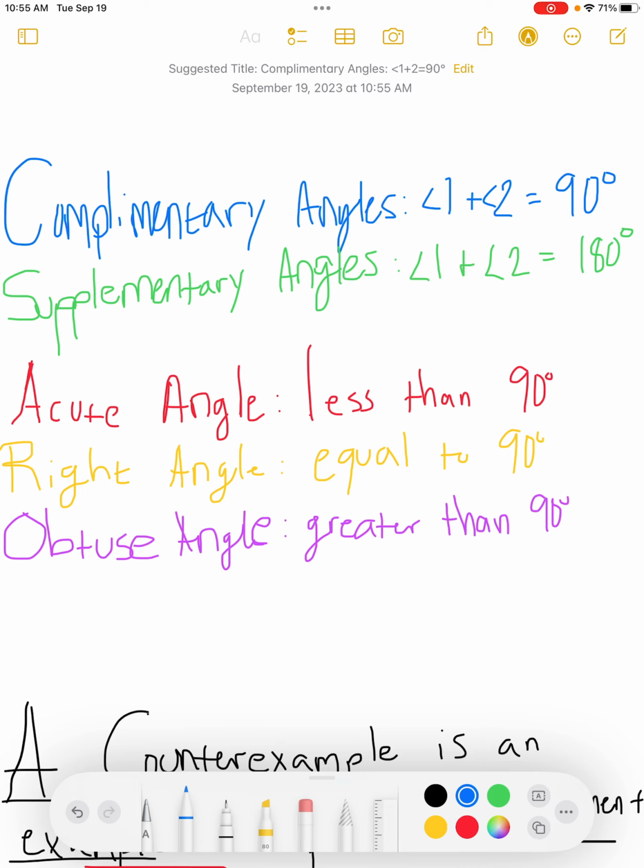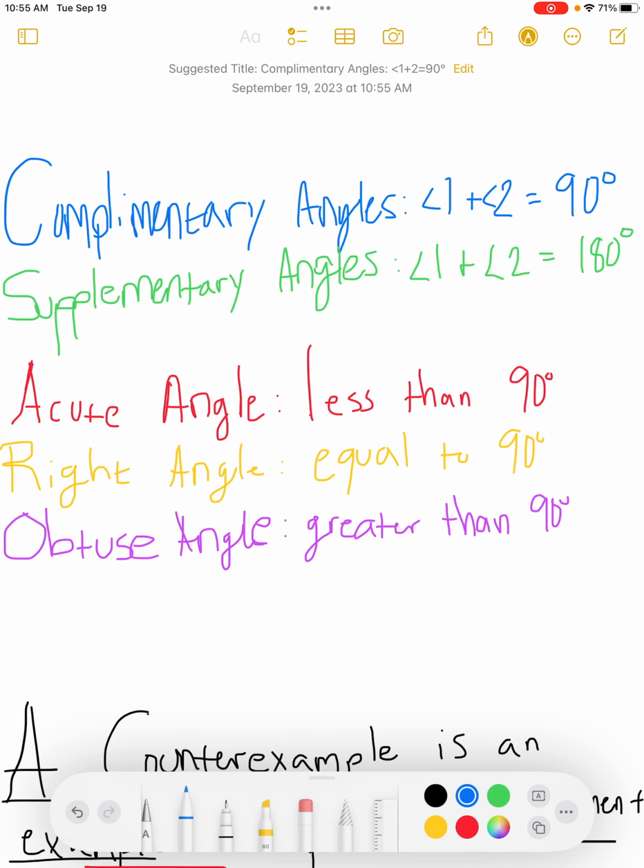All right, and then usually students remember these, but just in case if you need a reminder, they also use the words acute angle, right angle, and obtuse angle. Most of you know right angle, right? If not all of us, is equal to 90 degrees. Acute angle is less than 90 degrees, and an obtuse angle is greater than 90 degrees. I'm pretty sure all of us kind of know this, but if you need a reminder, there you go.